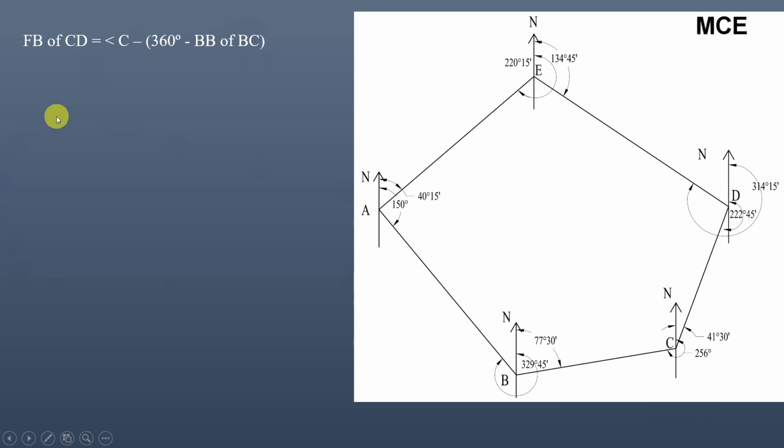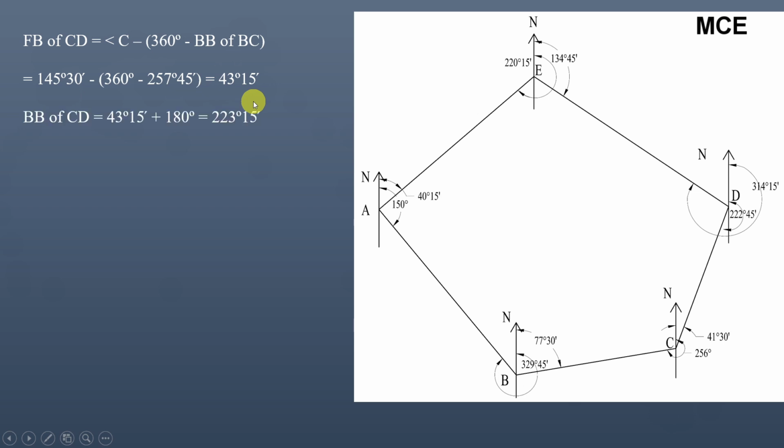Angle C is equal to 145 degrees 30 minutes. And the correct back bearing of line BC, calculated in the previous step, is 257 degrees 45 minutes, not 256 degrees. So the correct fore bearing of line CD will be equal to 43 degrees 15 minutes.